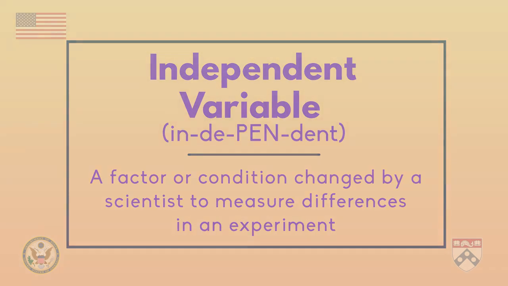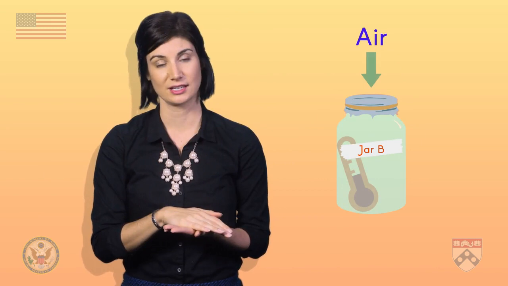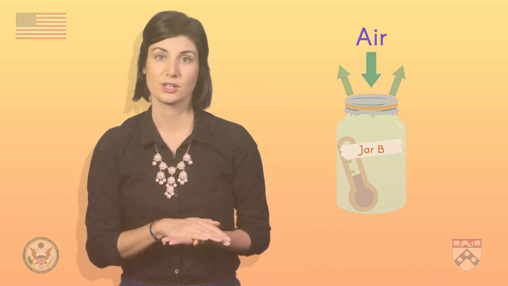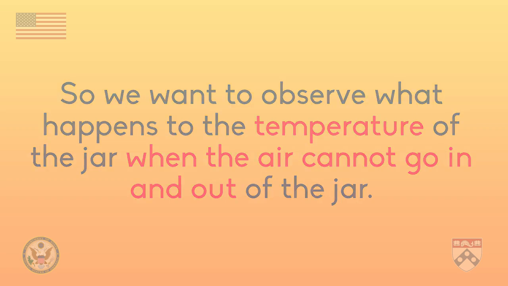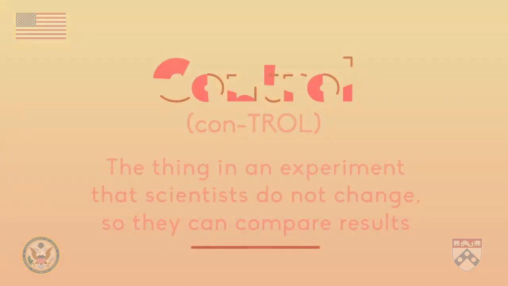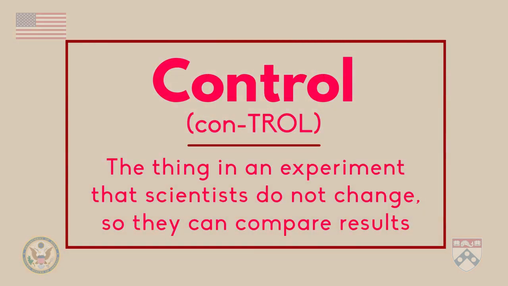So what's different here? When the jar is open, the air can flow in and out of the jar. If the jar is covered, nothing can go in or out. So we want to observe what happens to the temperature of the jar when the air cannot go in and out of the jar. And remember, jar A will represent the Earth's atmosphere in its most basic form. It will be our control in the experiment. A control in a scientific experiment is the thing that scientists do not change so they can compare results.